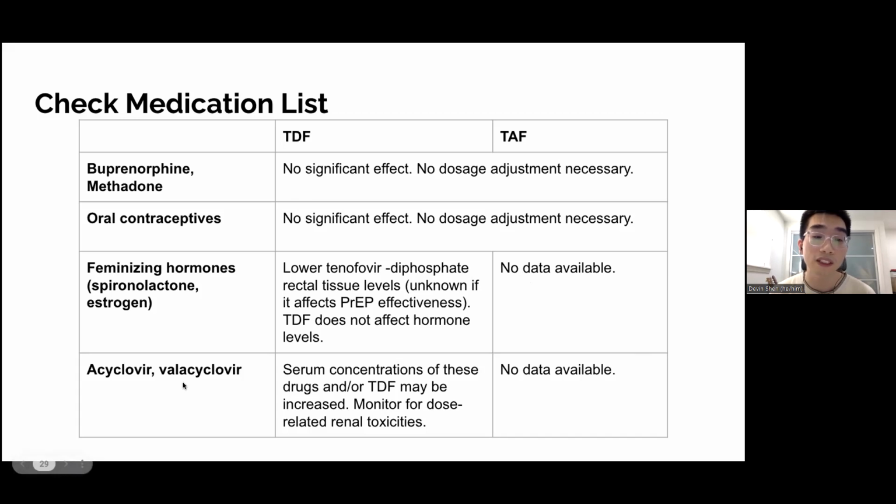Lastly, for people who use acyclovir or Valtrex, the concentrations of these medications and TDF can be increased when used together. So it's important to monitor for dose-related toxicities when people are using Truvada with Valtrex. And there's no guidance from the CDC PrEP guidelines on how to monitor BMP in this interaction. It's up to the clinician's judgment.